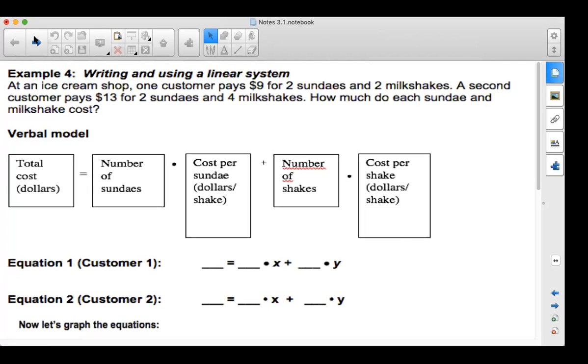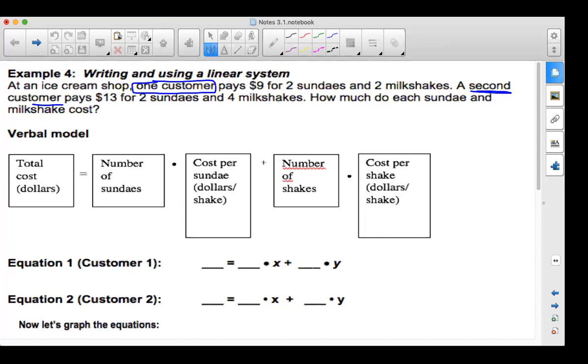So what do I need to think about when I'm writing an equation? This equation is a little different because we're talking about 2 different customers. We're talking about one customer and what they order, and then a second customer. So we're going to write an equation for customer 1 versus customer 2. The way this equation is written, we have the total cost, the number of sundaes, and then the cost per sundae, the number of shakes, and then the cost per shake.